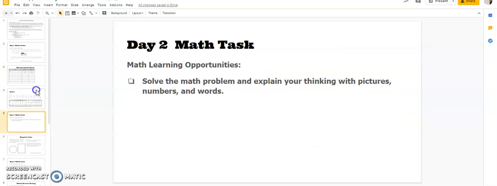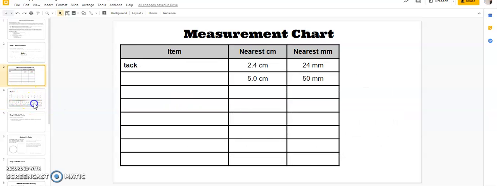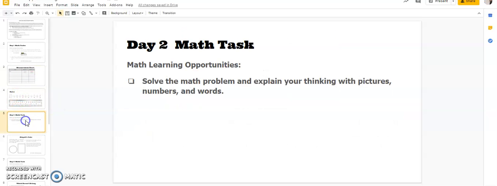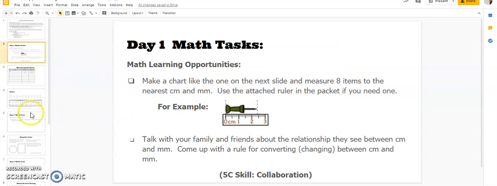So what I want you to do, here they have the centimeter and millimeter ruler, which you can definitely use if you want to print that and cut it out. But I would check it against a regular ruler because I know sometimes my printing from Google Slides prints kind of funny. So what I want you to do is look at that pattern we created and see when you measure your 8 items what you can come up with.